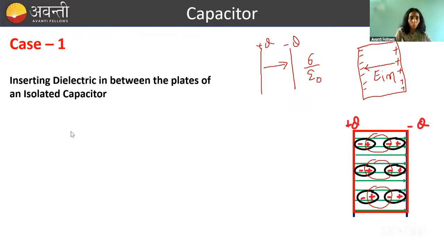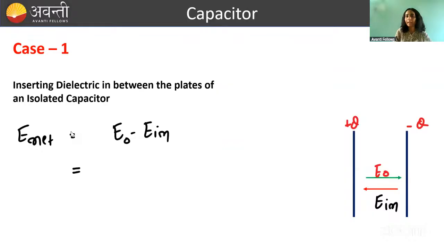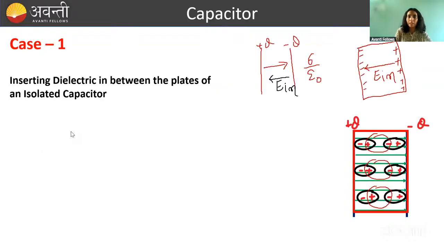Now there is one more electric field getting generated because of the dielectric placed between the plates, and that electric field direction is in this sense. So what will be the net electric field inside the dielectric? The net electric field inside the dielectric will be E naught minus E induced. What is this E naught? E naught means the initial electric field that was there between the plates of the capacitor when there was no dielectric.